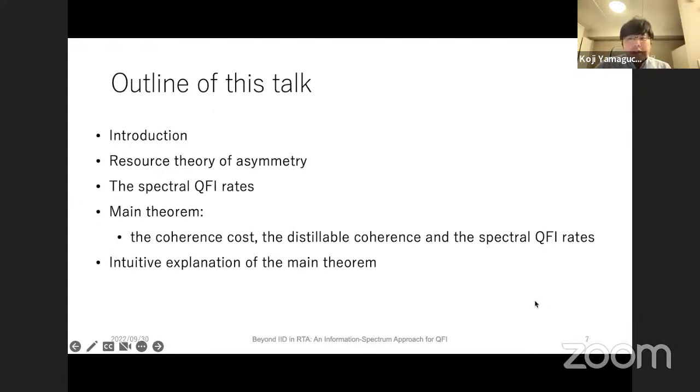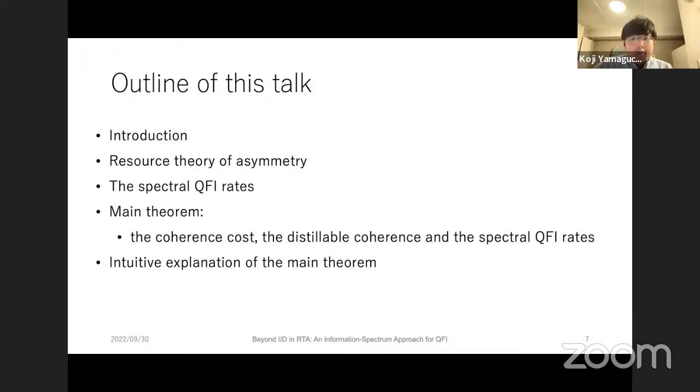I have completed the introductory part and a short summary of our achievement. I will now provide a complete definition of the resource theory of asymmetry. And then I will introduce the spectral quantum Fisher information rates. And by using them, I state the main theorem, which relates the coherence cost and distillable coherence to the spectral quantum Fisher information rates.